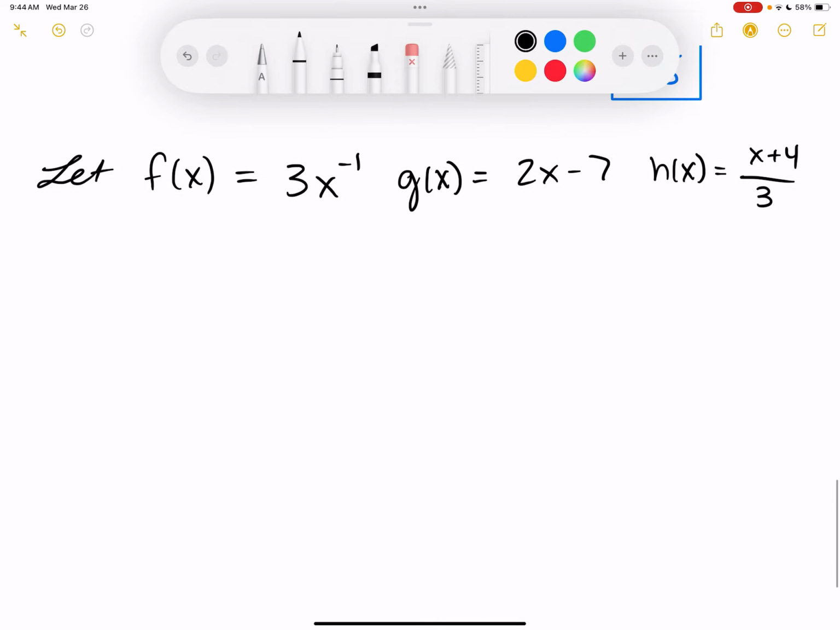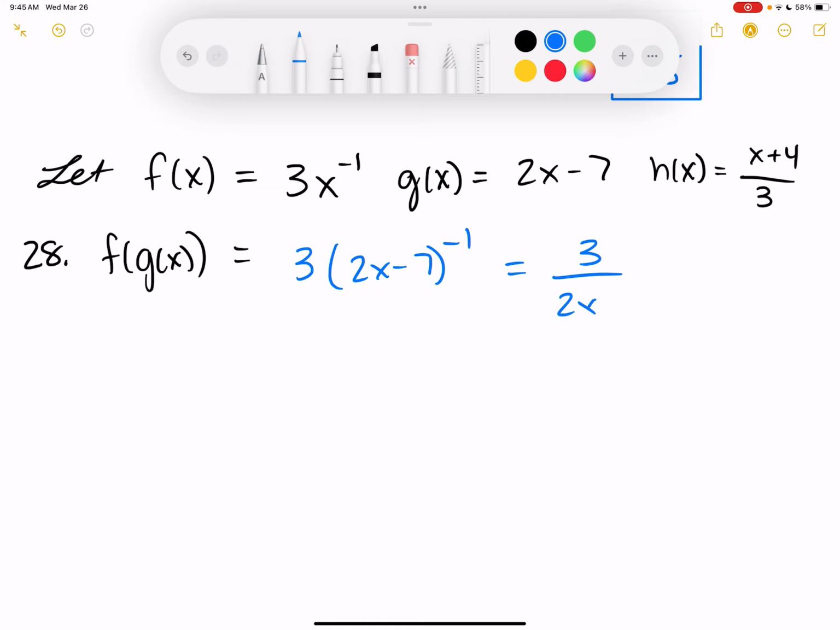Okay. Math time. F of g of x. Now there's no number to plug in, so these get a little dicey. I wish they had done these first, but that's okay. So now I take the entire function of g of x and plug it into x in f of x. So this is going to be 3 times 2x minus 7 raised to the negative 1. This one happens to be easy, which then gives me 3 over 2x minus 7.